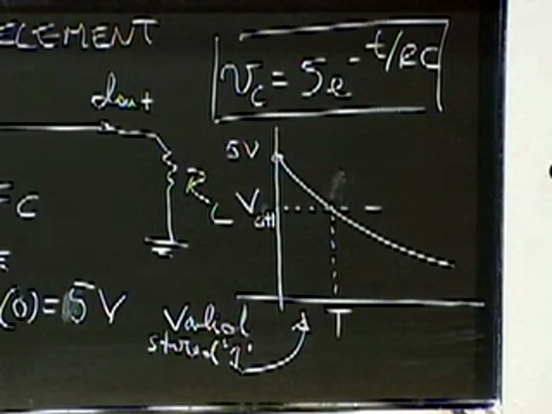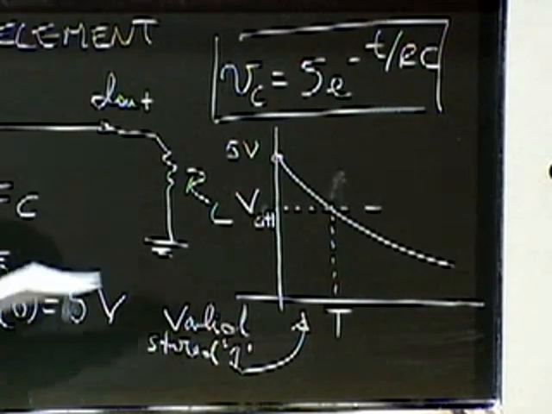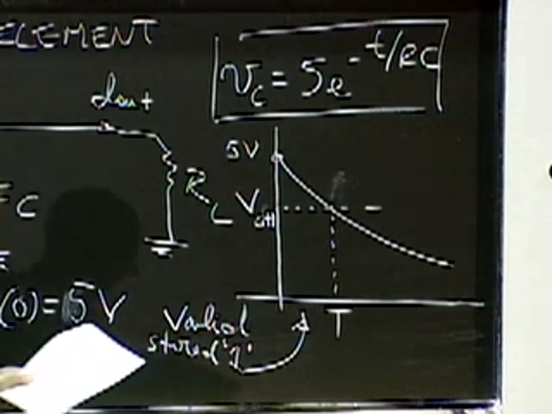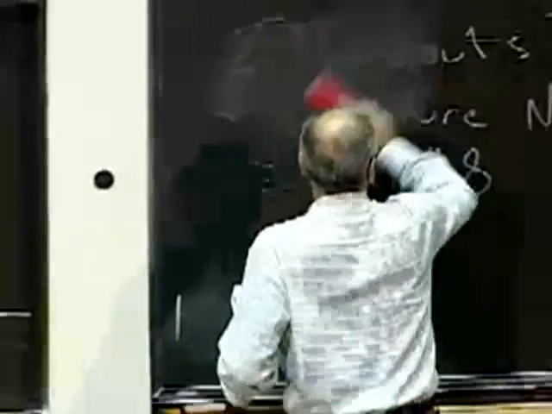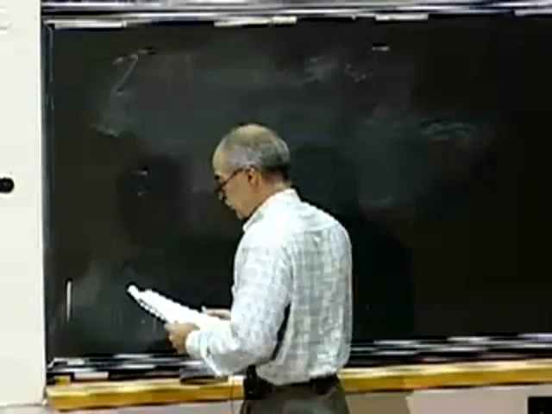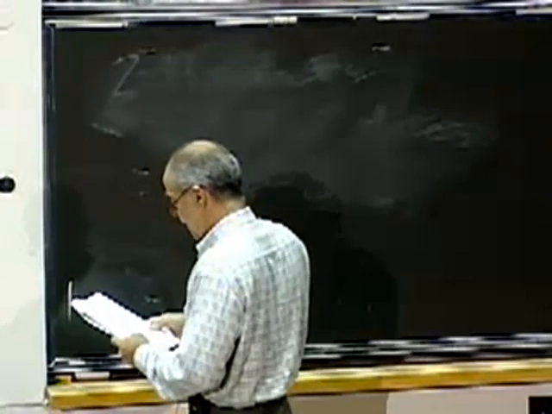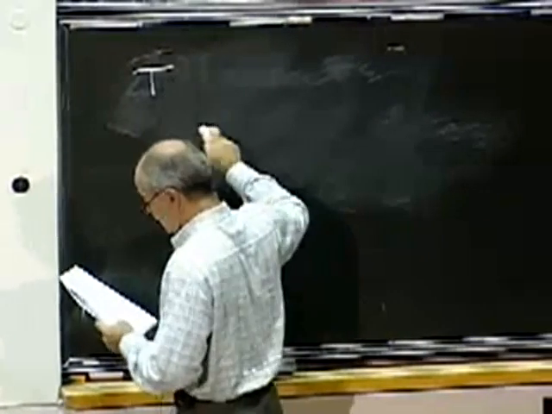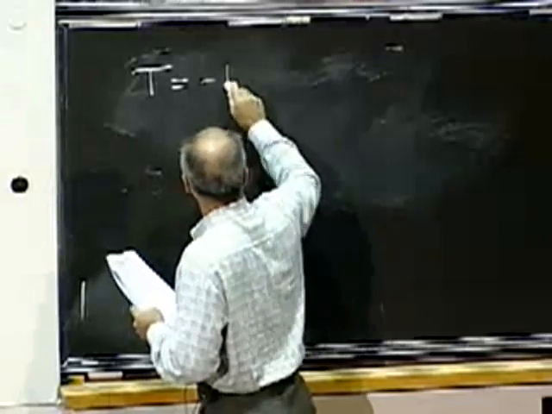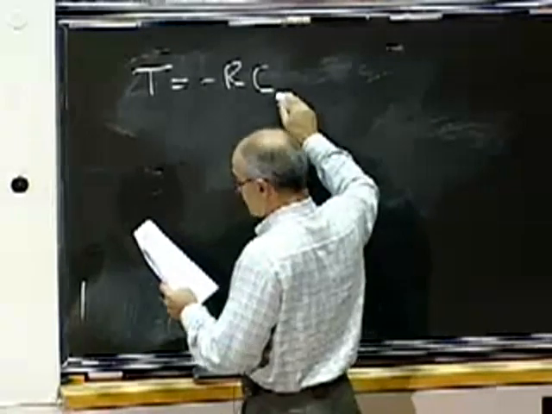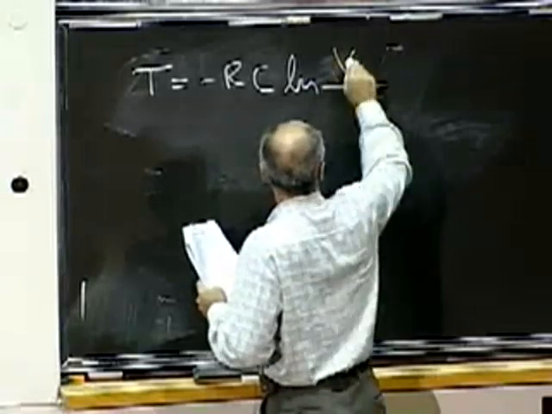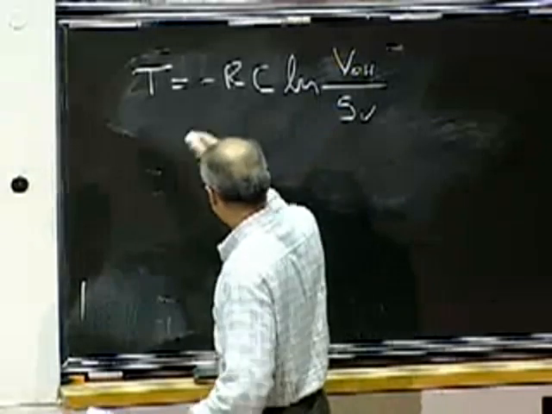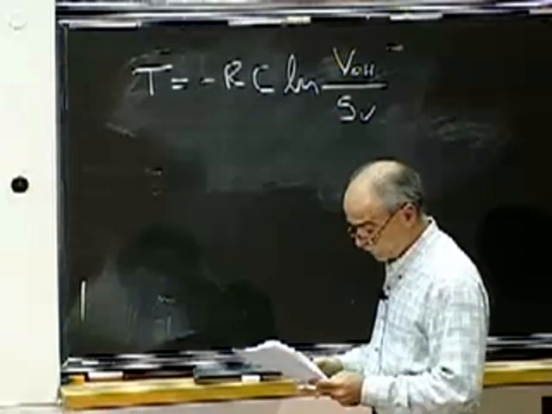So it is not a case in which the capacitor can hold charge forever. In fact, we can solve for T in this particular case. It's in your notes. Nothing really very profound. T is equal to minus RC log VOH over 5 volts. So this is basically what the response is going to be.